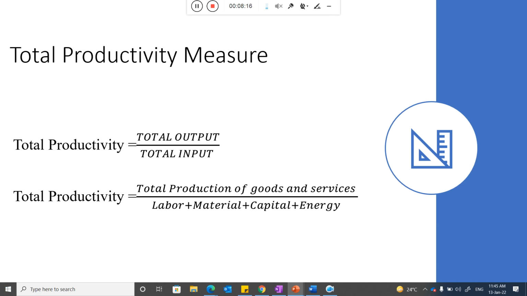Is there any doubt regarding the partial productivity measurement class? Is there any doubt? Am I audible? Is there any doubt? Yes, sir. No. Okay, so everyone understood what partial productivity measurement is? Yes, sir. Okay, good.